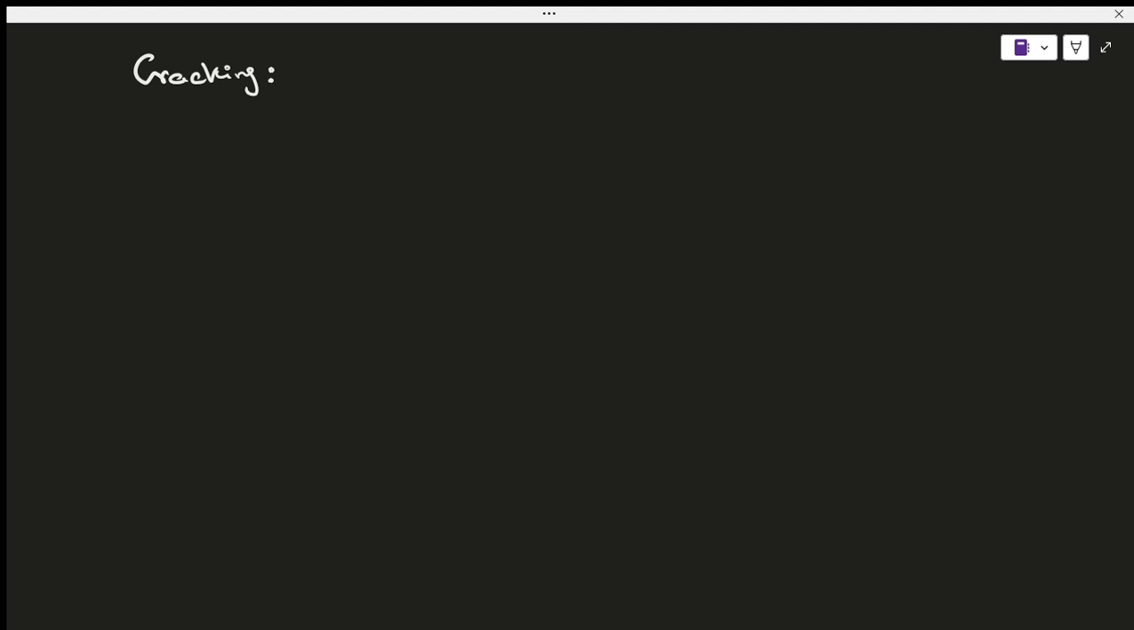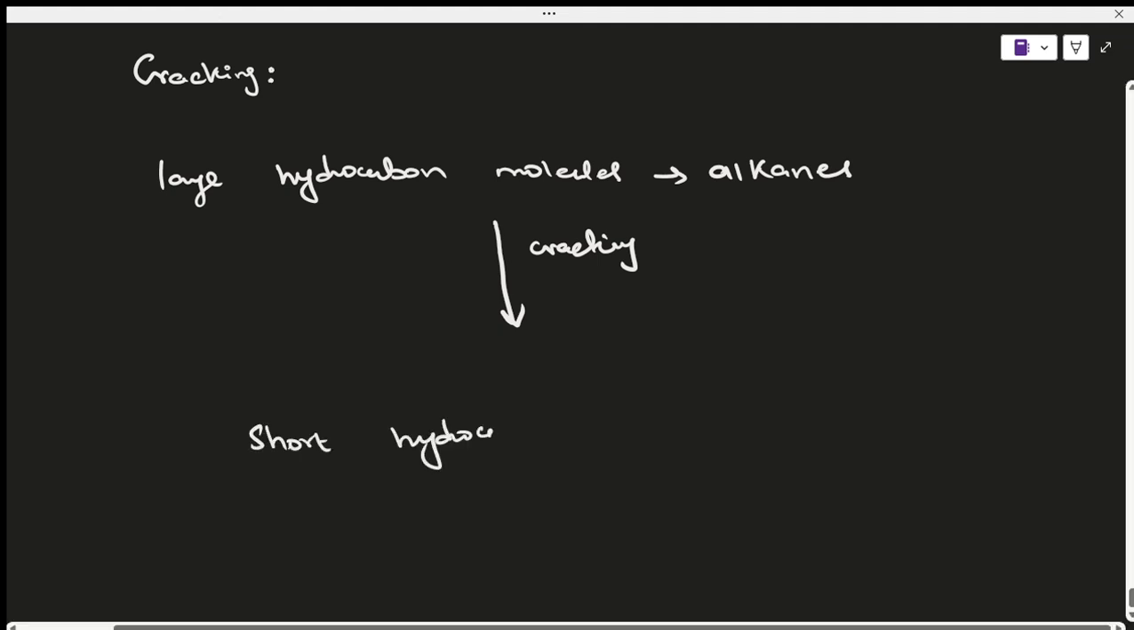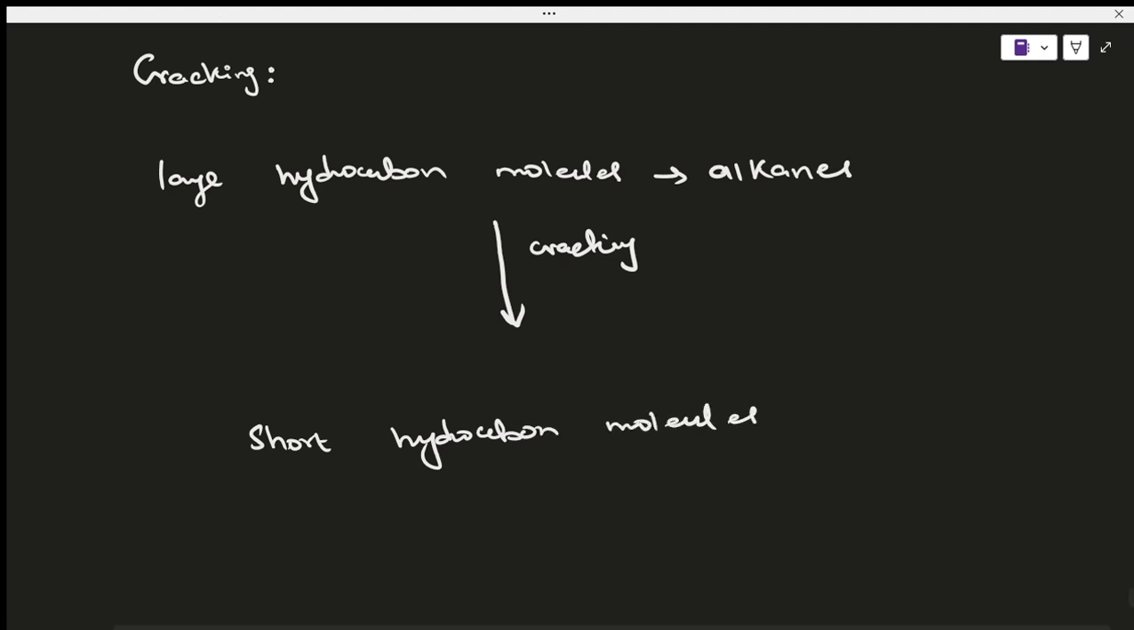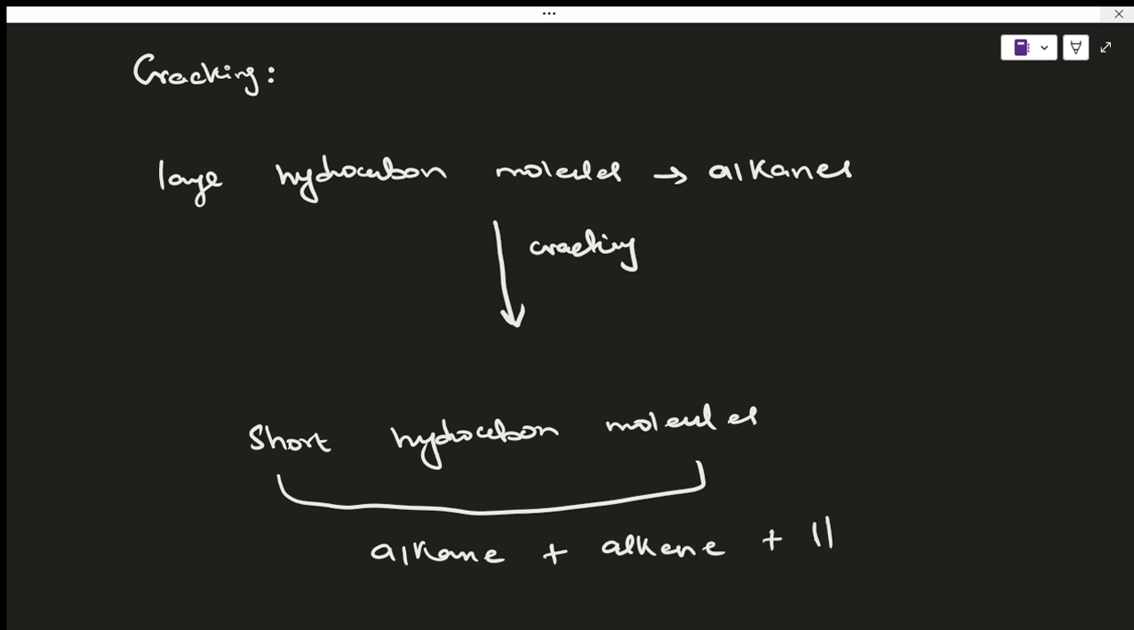So if I were to write this in terms of just general perspective, this basically is large hydrocarbon molecules. And these molecules usually will always be alkanes. So we take large hydrocarbon molecules, which are alkanes, and by the process of cracking, we bring them down into short hydrocarbon molecules, right? And these short hydrocarbon molecules are either an alkane plus an alkene. Okay, and also the product that is formed is hydrogen gas, right?